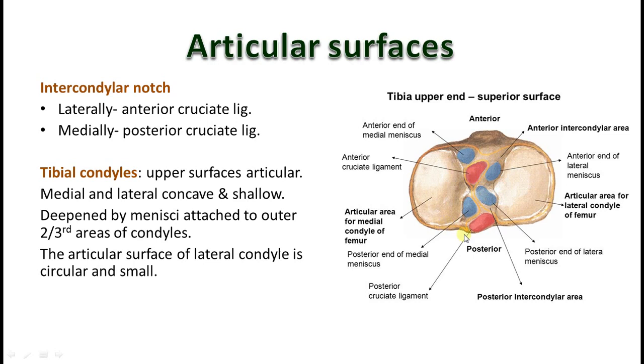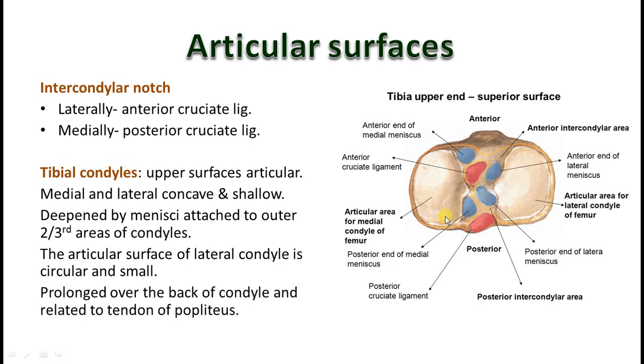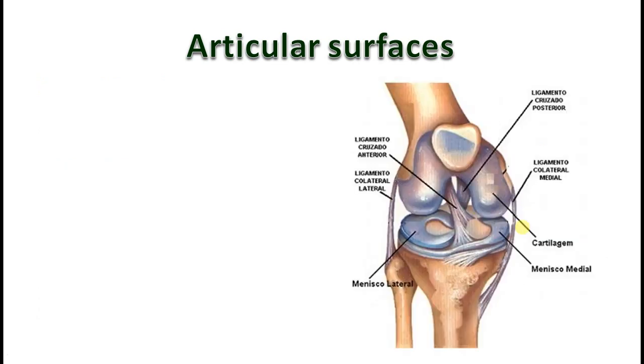The lateral condyle is somewhat circular and small, whereas the medial condyle is lengthened anteroposteriorly. If you look at the lateral condyle, it also extends a bit posteriorly. If you carefully examine the tibia, this articular surface is prolonged to the posterior part to some extent, so that the tendon of popliteus can cross over there. That is why it is related to the tendon of popliteus.